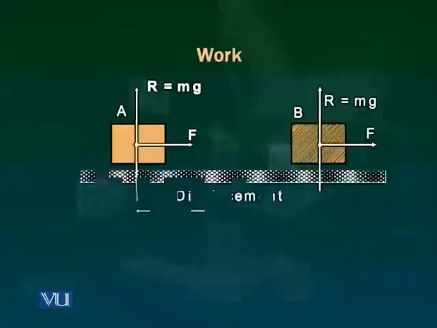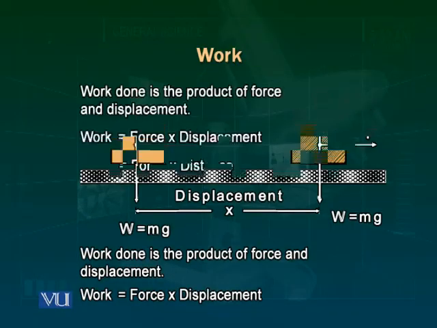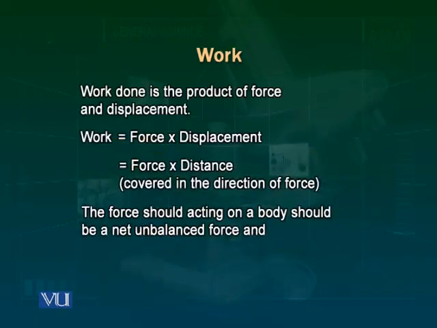If I apply a force to this object and this displaces from point A to point B, we say work has been done. So work is defined as force into displacement. Now, for work to be done, two things have to be kept in mind. A, that the force which is acting on the body has to be a net unbalanced force. Because if the force is balanced, in other words, I have action and reaction forces which are equal and opposite, that means the net force on the object is zero.